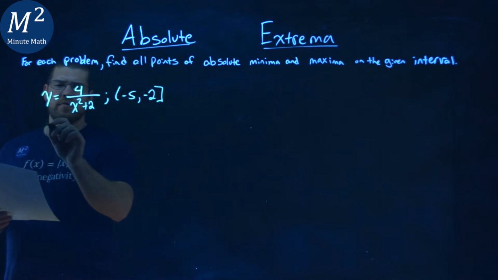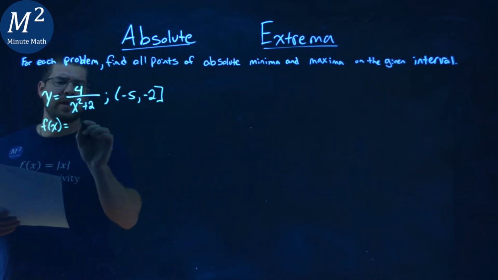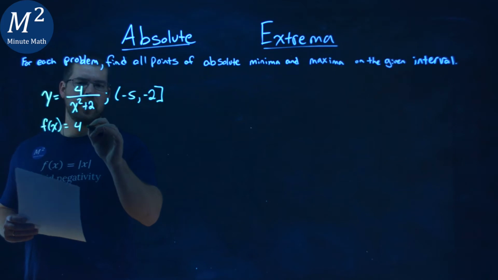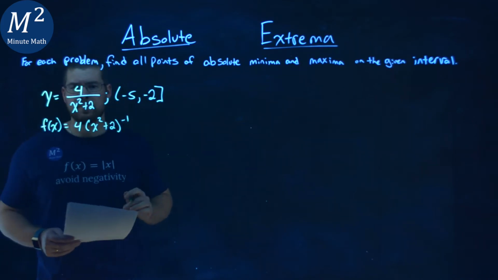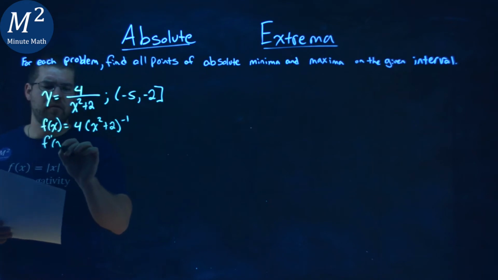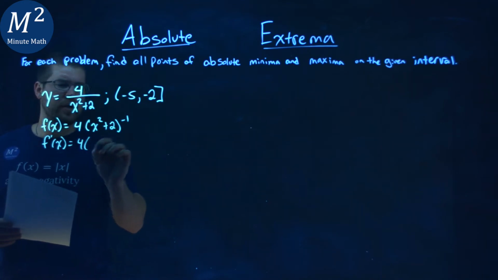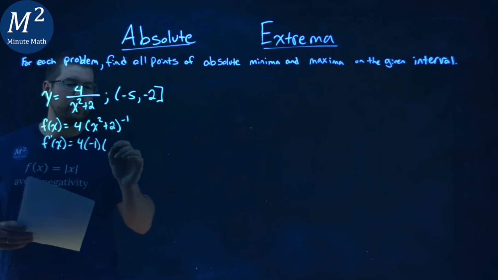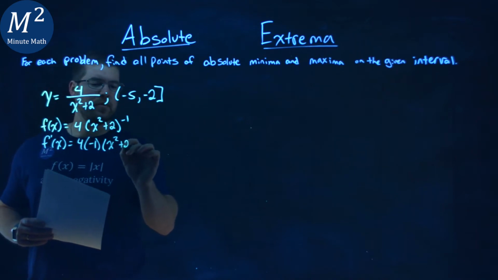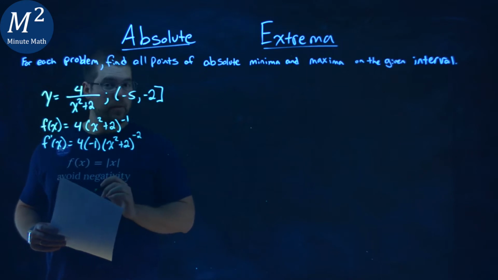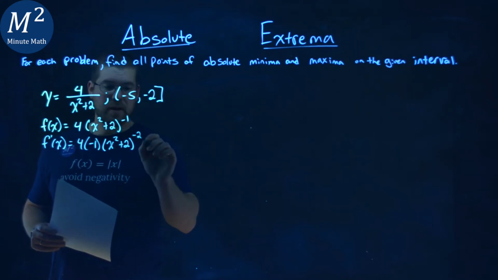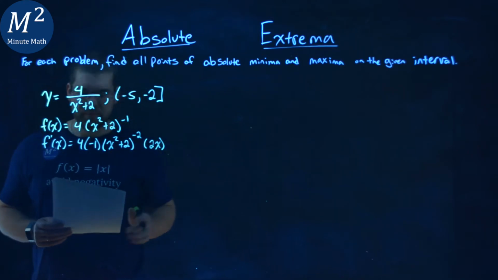Now I like to rewrite my function here, f of x, like so. I find it's easier to find the derivative. 4 times an x squared plus 2 to the -1 power. Now with our derivative, f prime of x here, 4 stays there, -1 comes down, multiply with the inside, x squared plus 2, subtract the exponent by 1, power rule here, -2. Now apply the chain rule, derivative of the inside, which is a 2x.